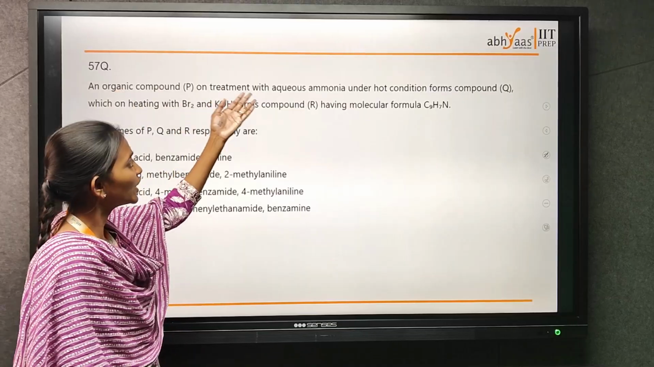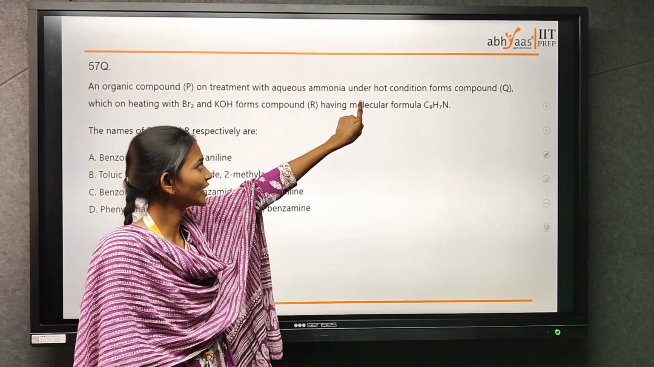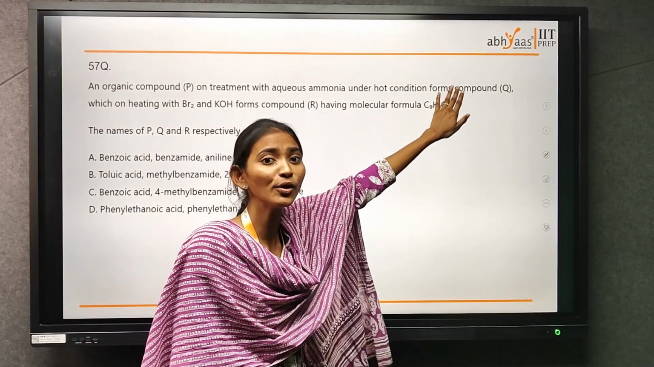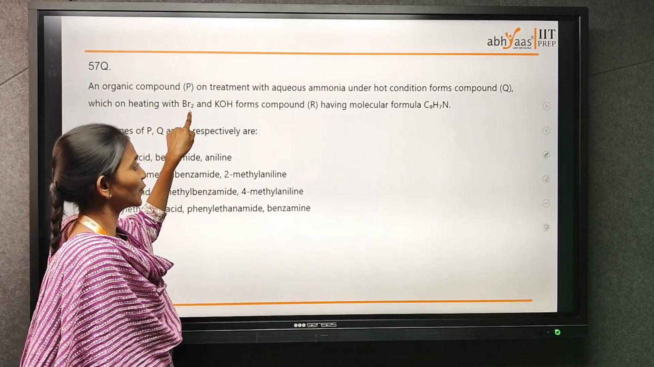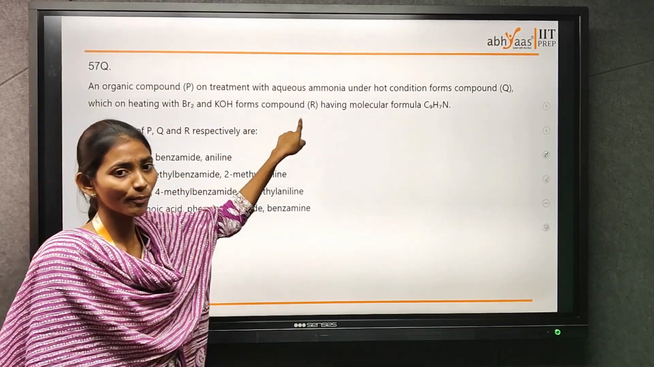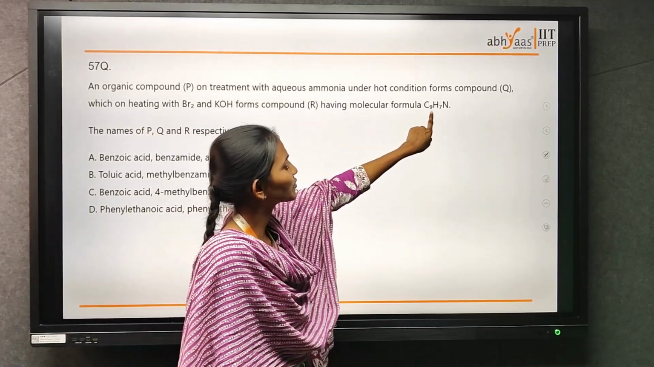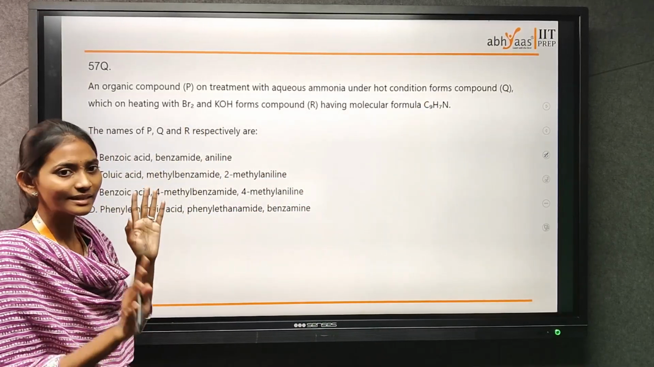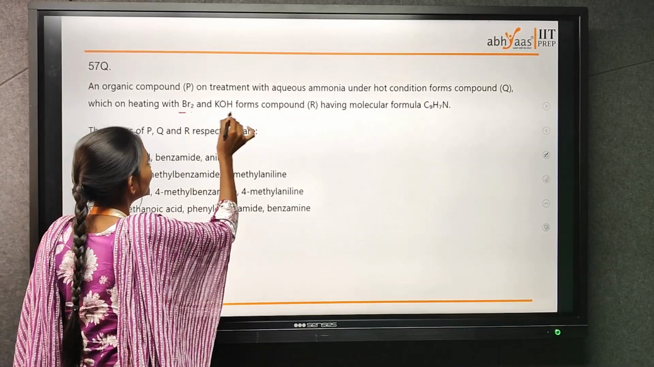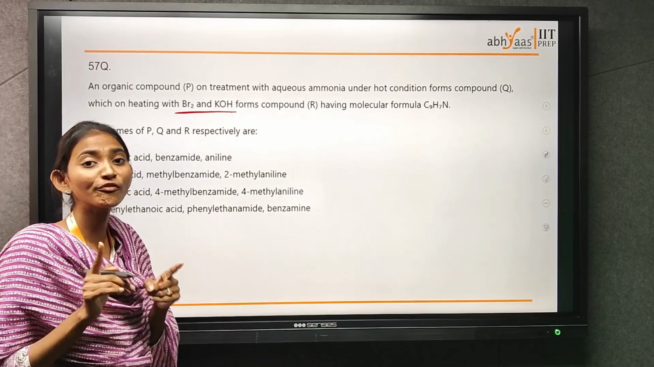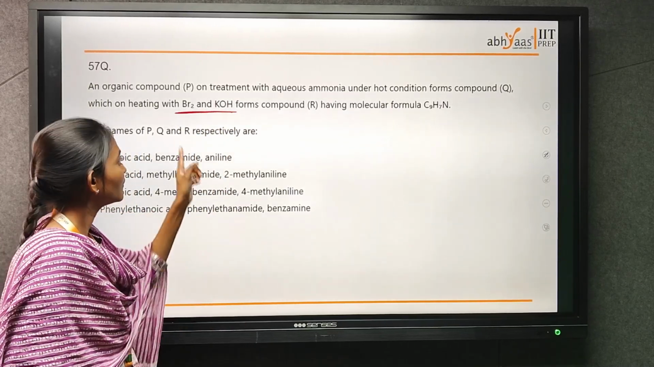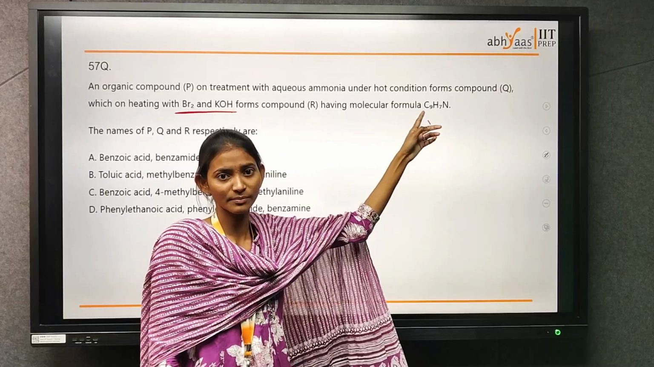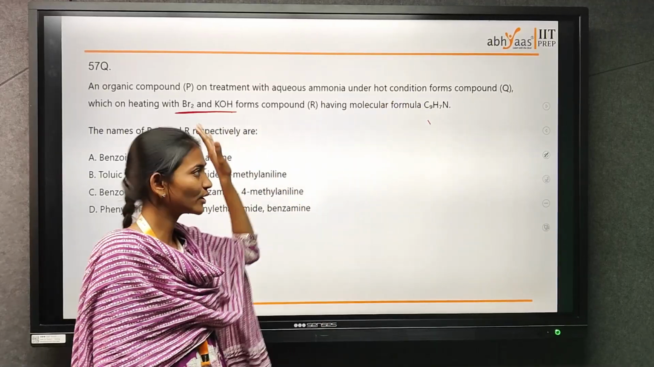An organic compound P on treatment with aqueous ammonia under hot condition gives compound Q, and upon heating with bromine and KOH forms compound R, having molecular formula C9H7N. So see here, I'll give you the hint. When you see Br2/KOH, it is Hoffmann bromamide degradation. And it is also giving nitrogen, which means you know that it is the amide compound.